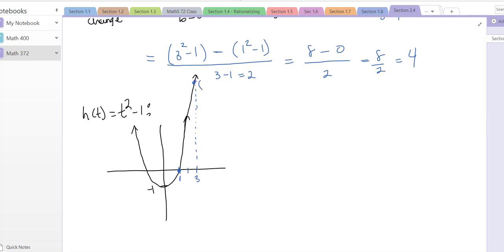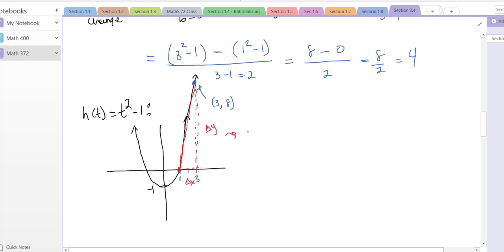When this is 3, what is our y value? So when x is 3, the y value was 8. 3 squared minus 1 was 8. So what we're finding is what is the average rate of change? So you're doing the slope of the line that connects those 2 points essentially. So you're doing the change in y over the change in x.